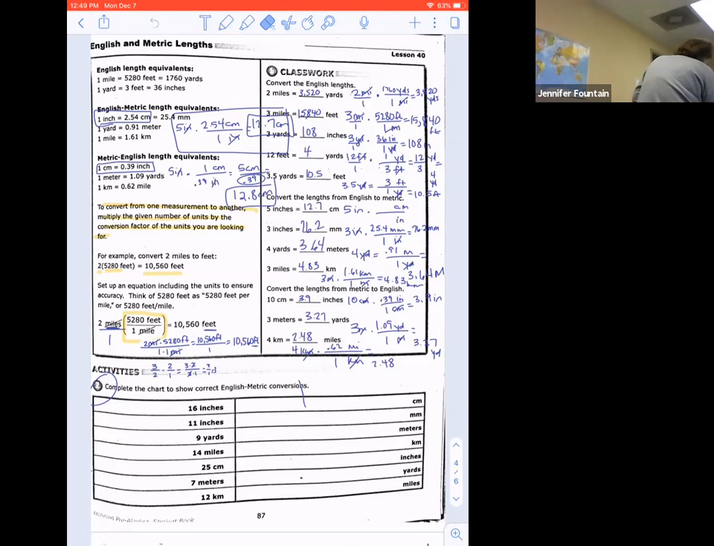I need to finish these. That's fine. Just take that one page. I'll get it. That's fine. You can just bring it on Thursday. We'll just take these together and you can bring me that one.